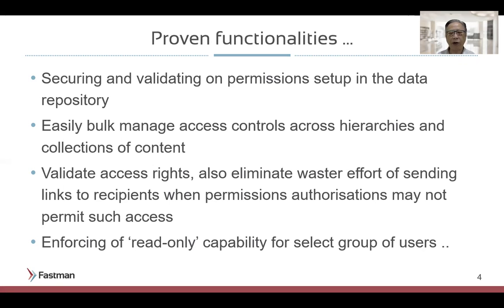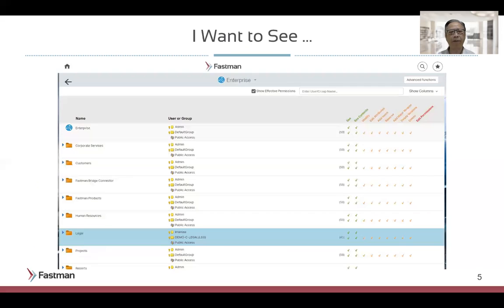If your organization does allow access to the ECM as well to persons outside of the organization, such as contractors, we have a feature as well which will allow you to validate access rights for the link to record as shared to intended recipient, hence eliminating wasted effort of sending links across when permissions authorizations may not permit such access. You can also enforce read-only capabilities for selected group of users.